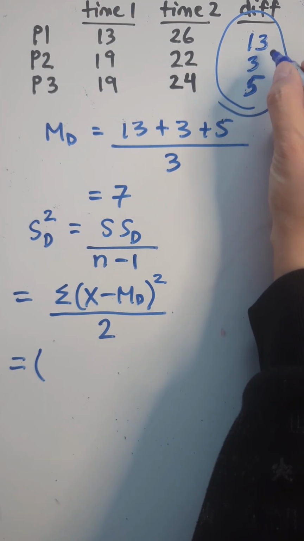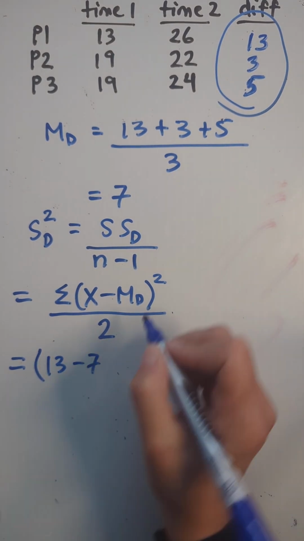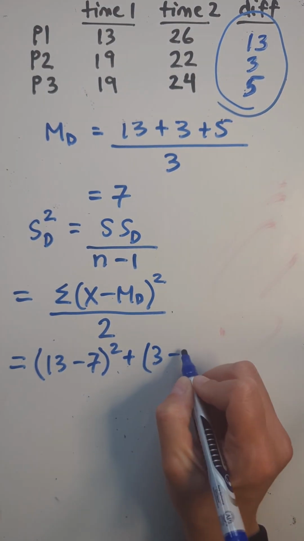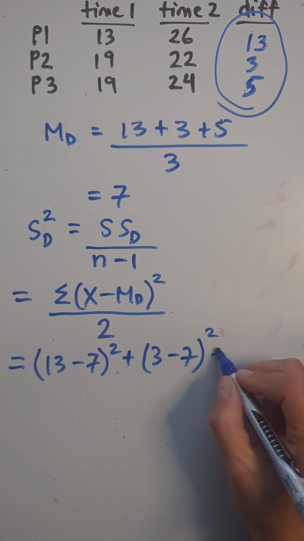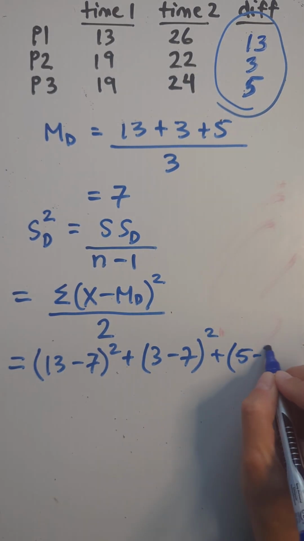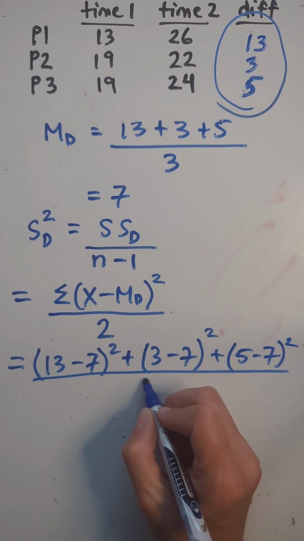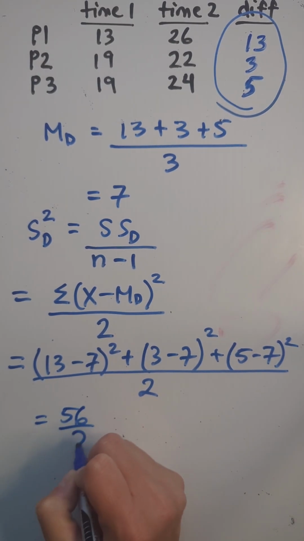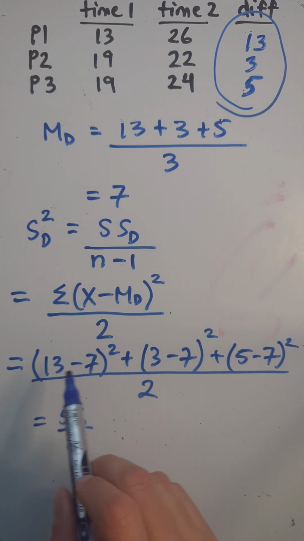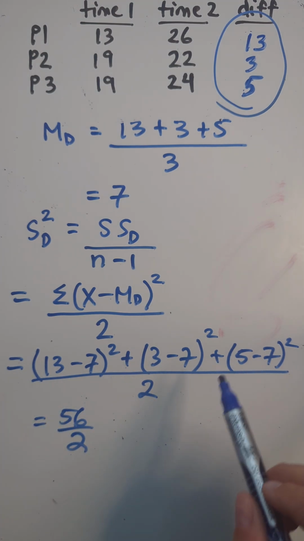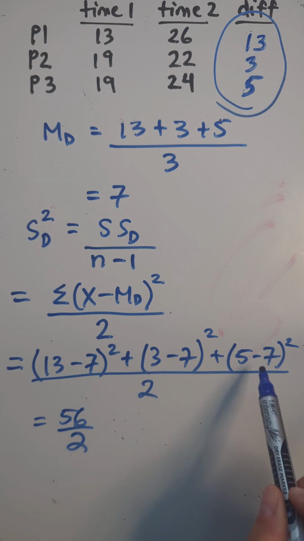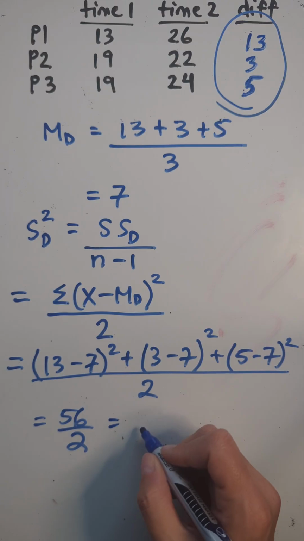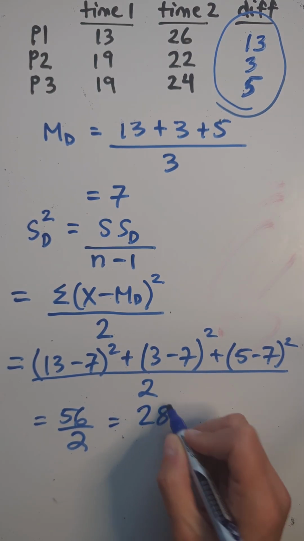But the first score is 13, so I put the 13 here and I subtract the mean of those, which is 7, square that. Second score is 3, so I go 3 minus 7, and then I square that, and then 5 minus 7, and then I square that, and I divide that whole thing by 2. And then if I do all of that, I get 56 over 2. But this might take several steps, or doing it all in the calculator carefully with brackets where you need them. Like what's in your calculator before you press equal should look like this. And then you would divide the end result by 2, and that is 28.